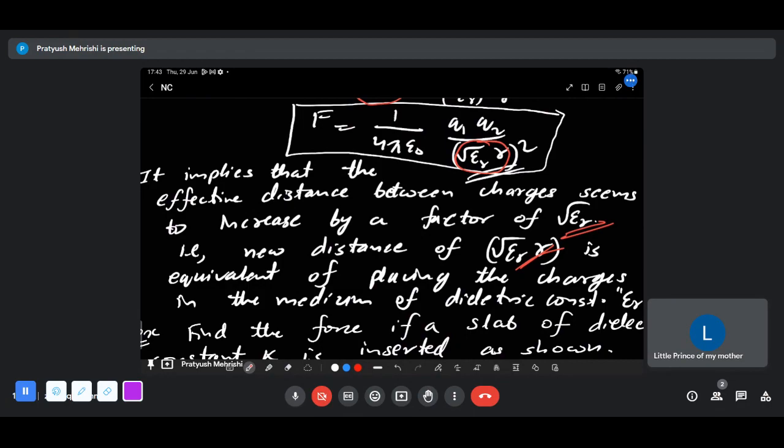Means if we place the system of two charges inside a medium, and then we take it out again and increase the distance between the two charges by under root of epsilon r, then we will get the same force as earlier. Got it now?